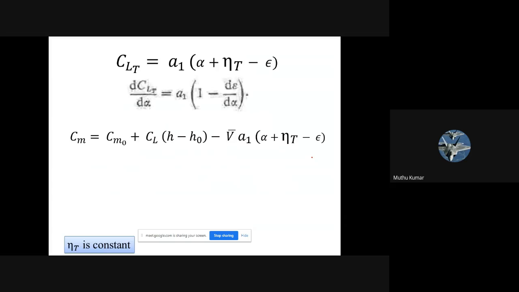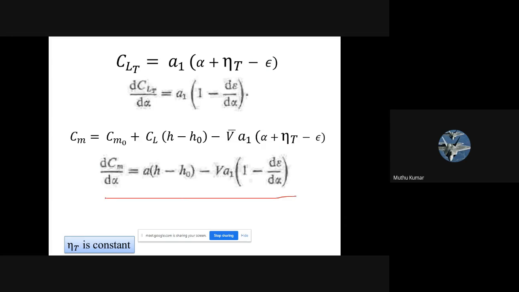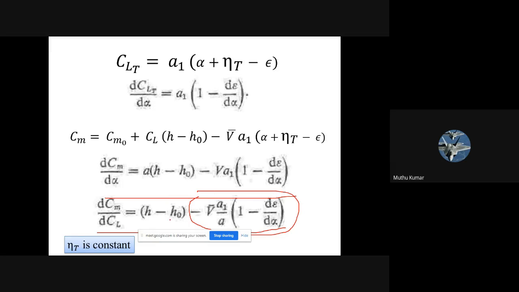Okay, if that is the case, let me look at the final equation. So this is the final equation. So dCm by d alpha. Do I write it as dCm by dCL? Okay, let's look at this. dCm by dCL is equal to, hide this part and look, who is this? h minus h naught. Where did this come from? This is from the wing. And it says this has to be negative for stability. So h naught has to be greater than h. So what happens? CG has to be brought forward.